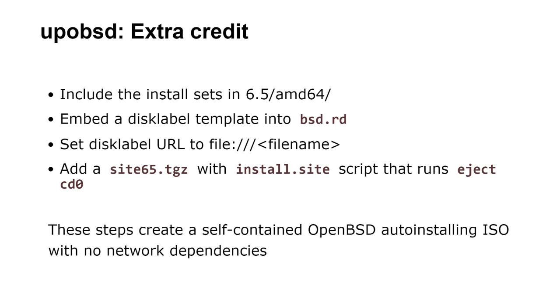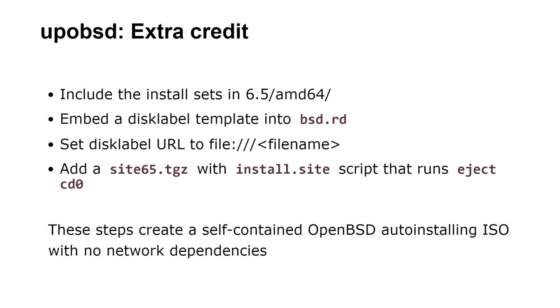I'd also encourage you to add an install.site script. This is another OpenBSD feature that will run after the OS has been installed, but before the OS reboots. You can add users and install things in this script, and it's a great way to set up a machine with your preferred defaults, but the most important thing this script should do is run eject cd0 so that your virtual machine doesn't get stuck in an auto-install loop.